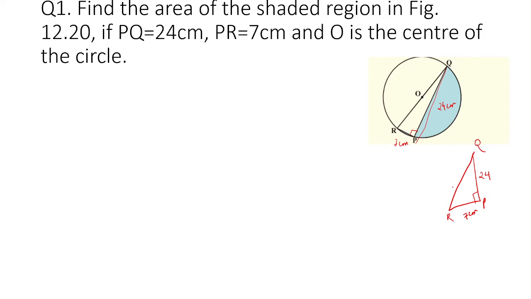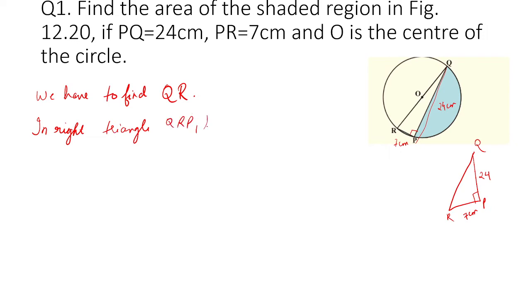Why do we need to find out QR? We need to find out QR because we want to know the radius of the given circle. If we are able to find out QR, we'll be able to get the radius. Therefore, in right angle triangle QRP, we use Pythagoras theorem. By Pythagoras theorem, we get hypotenuse square equal to, right?